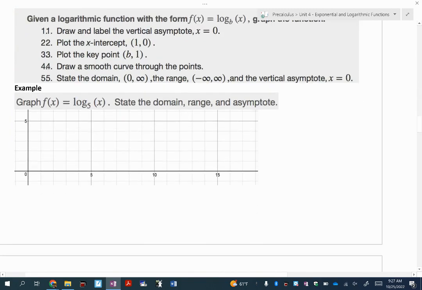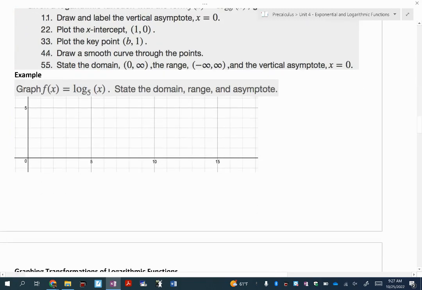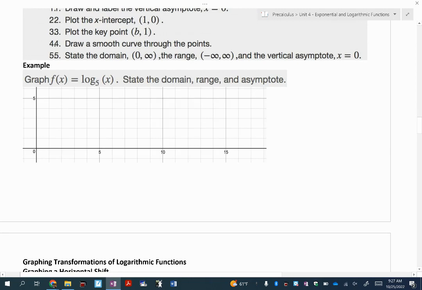Okay, so let's plot log base 5 of x, and then we'll talk about the domain, the range, and the asymptote. So again, when I do log base 5 of 1, that will be 0. And then log base 5 of 5 is 1. The next one would be 25. Log base 5 of 25 is 2, but that's way over off the grid. So I'm going to start graphing this.